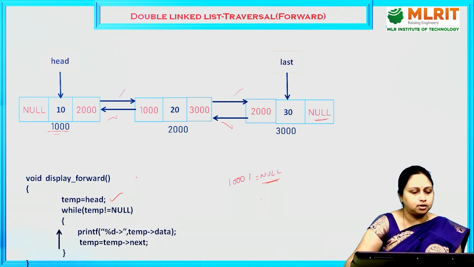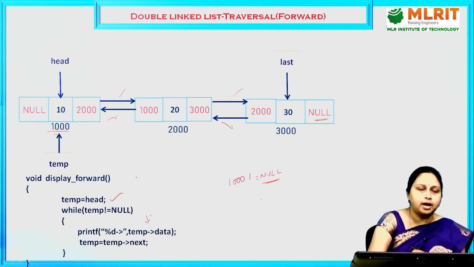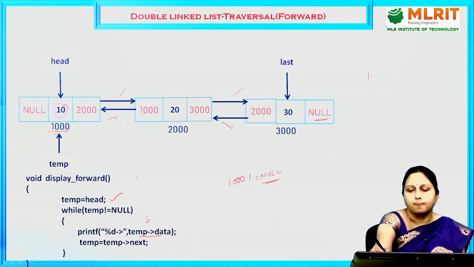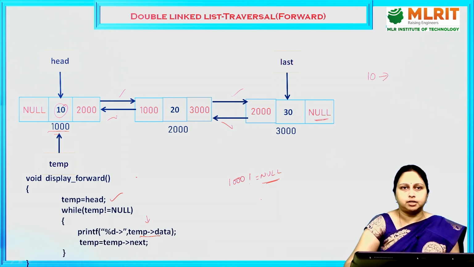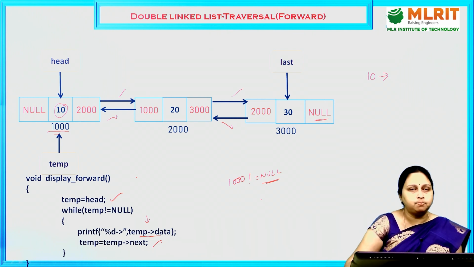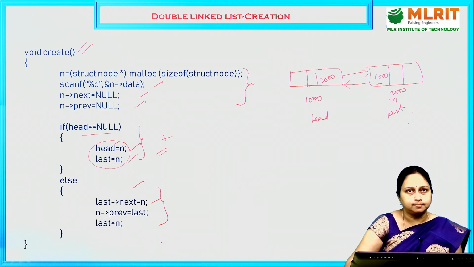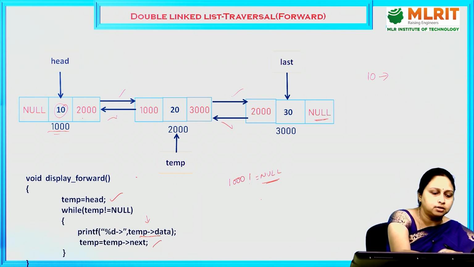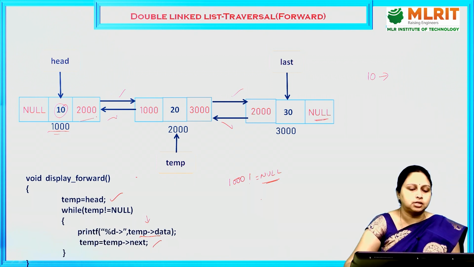Now your temp is here. Temp is not equal to null, 1000 not equal to null. Now you will be entering into the loop and you are going to print the temp arrow data value. Temp arrow data is nothing but the 10 value is going to be printed. 10 is printed. Now, after that, temp should be moved to the next location. Temp is moving to the next location. Next is nothing but temp equal to temp arrow next, which is nothing but 2000.